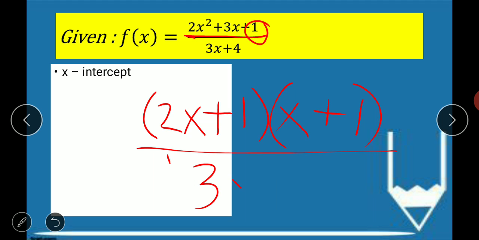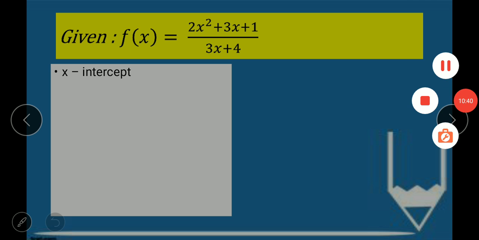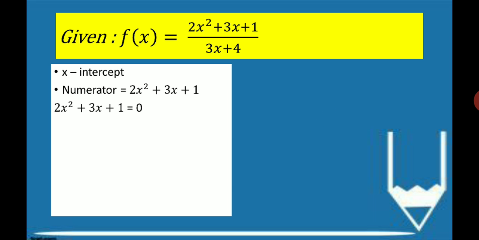Then, the denominator is 3x plus 4. So, as you can see, wala siyang makakancel. So, therefore, wala tayong magiging problema. Okay, so let us now find the value of x which will make the numerator equal to 0. The numerator is 2x squared plus 3x plus 1. Equate to 0. Then, factor it out.